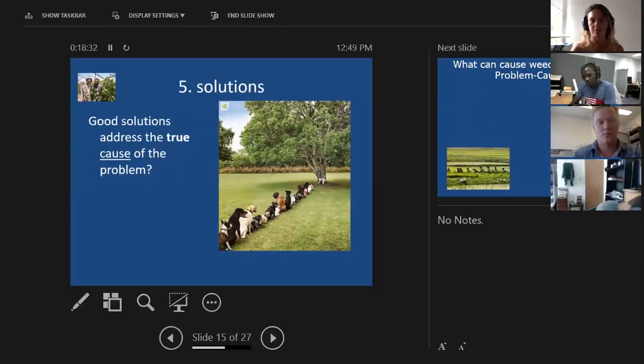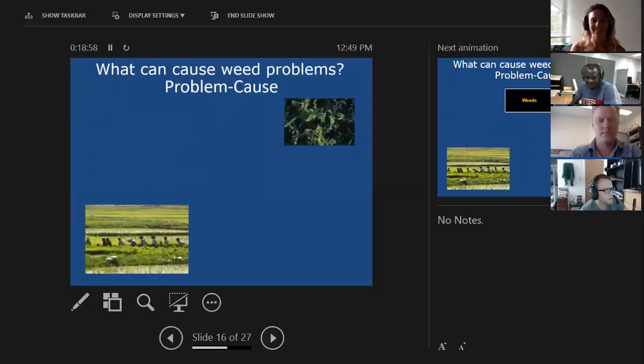Solutions. Good solutions address the what? The true cause. So what's the problem in the picture? What's the cause of the problem? Only one tree. Is the problem only one tree, or is the problem too many dogs? Obviously this is a nutso example.